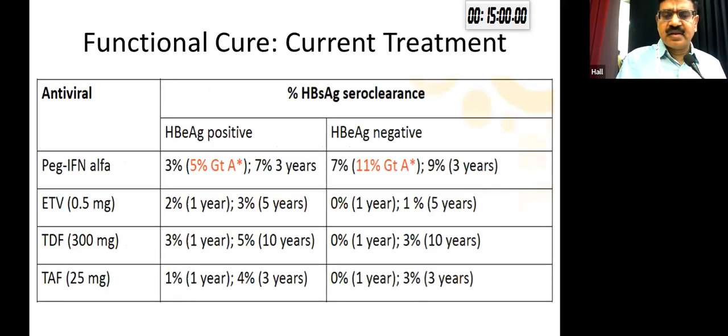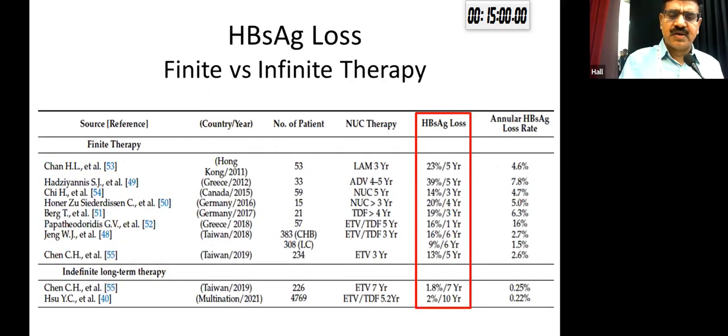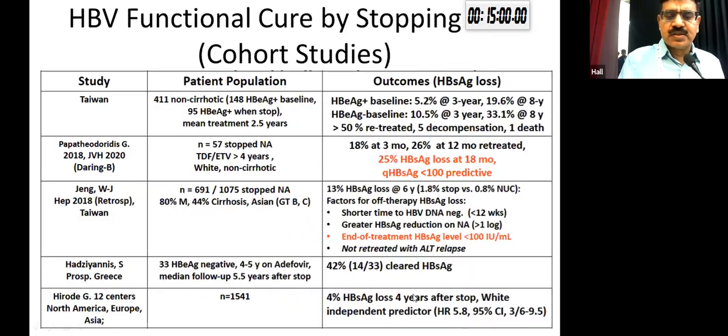The currently available therapy's functional cure rate is very little, as we have already discussed. What is the evidence if you give nukes for finite or infinite duration, whether the clearance is better or not? There is evidence available that with finite therapy, HBsAg loss is much better than with infinite therapy. So the study is available. I think the first study in E negative is this one, with very few patients, but in 42% of the patients, they achieved HBsAg loss.